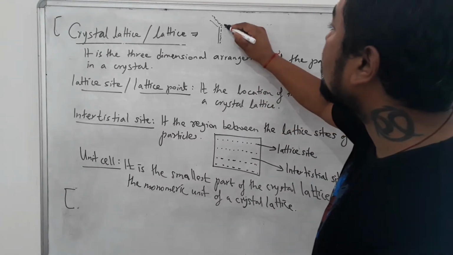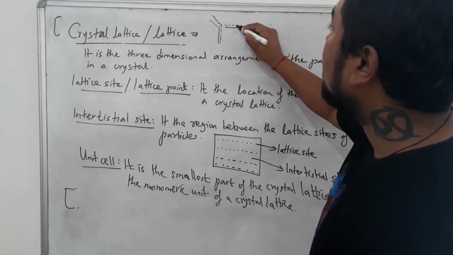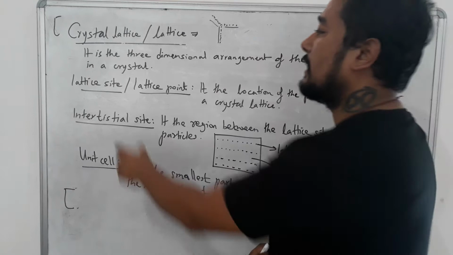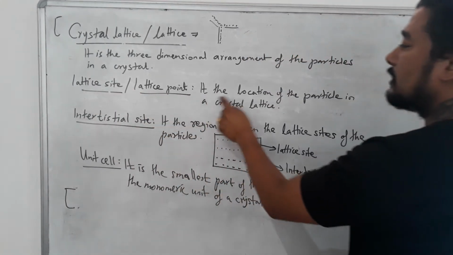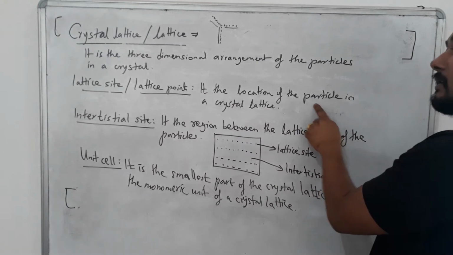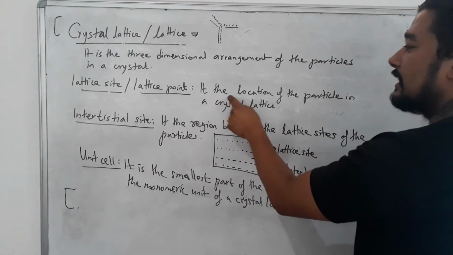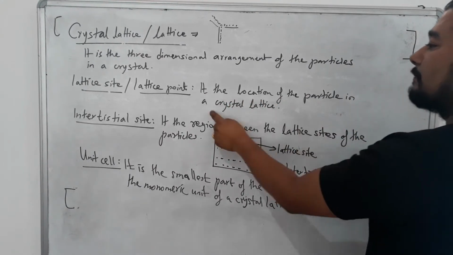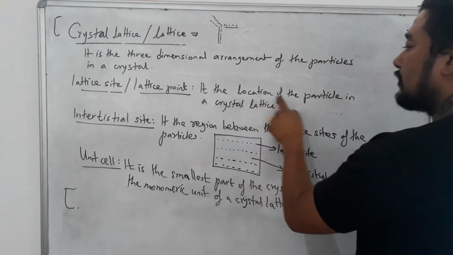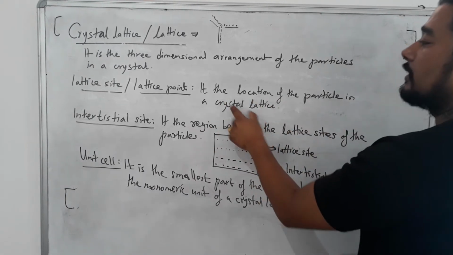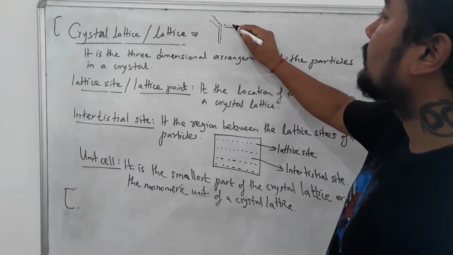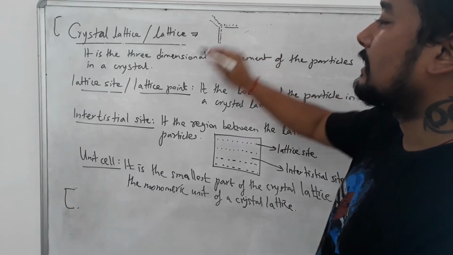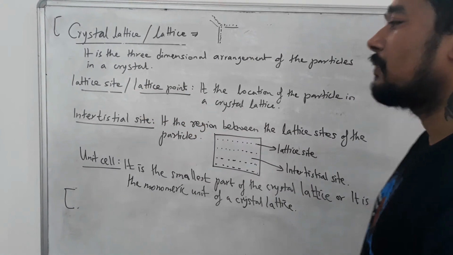And wherever the persons are present, that location of them is known by the name lattice site or lattice point. So what is lattice site or lattice point? It is the location of the person, that is particle, in a crystal lattice. So it is the location of the person in a building, or you can say it is the location of the particles in a crystal lattice. So wherever the person's locations are present, that is called your lattice site or lattice point.